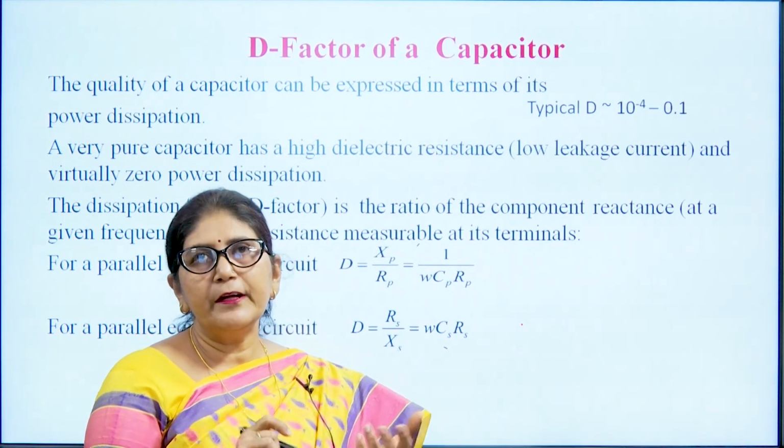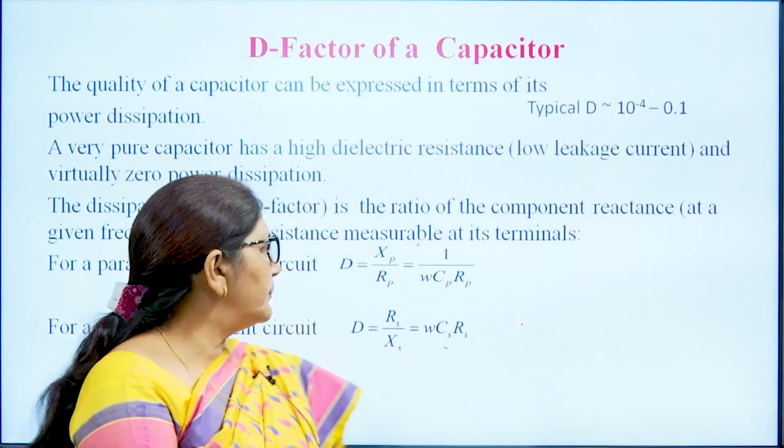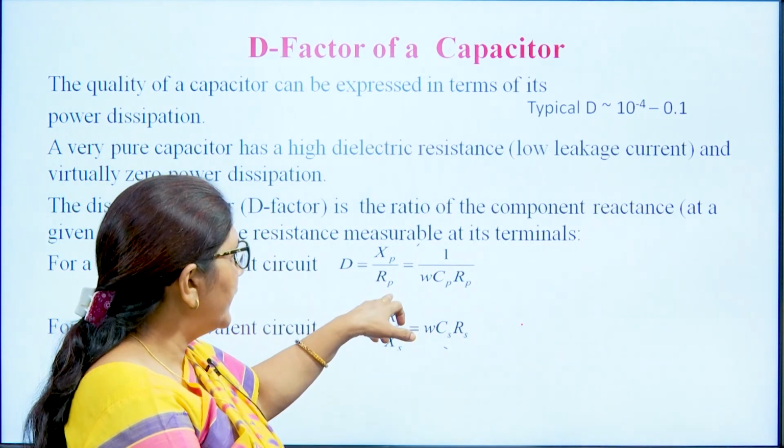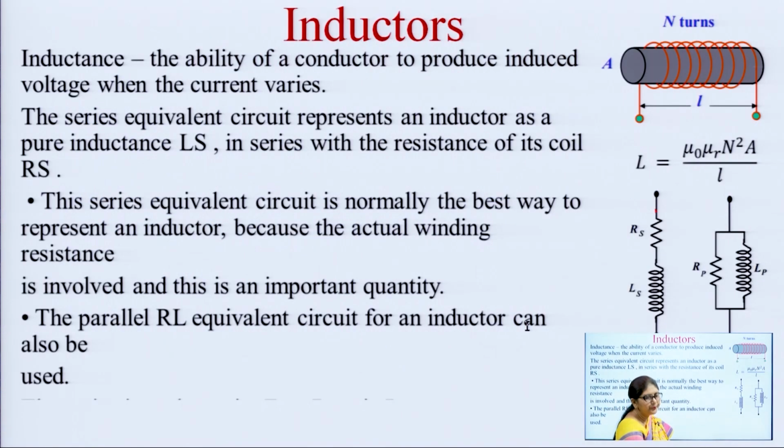Similarly, the dissipation factor, the quality of a capacitor, is expressed in the form of dissipation. For the parallel circuit the equivalent dissipation is Xp by Rp, and for the series circuit it is Rs by Xs.